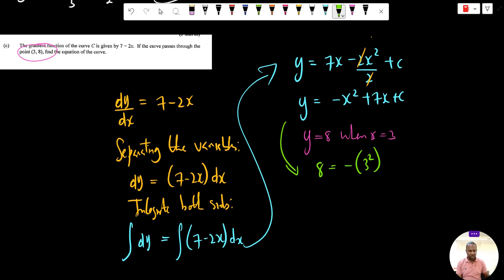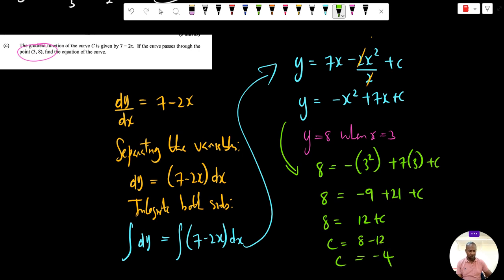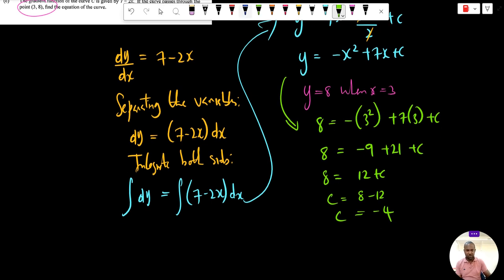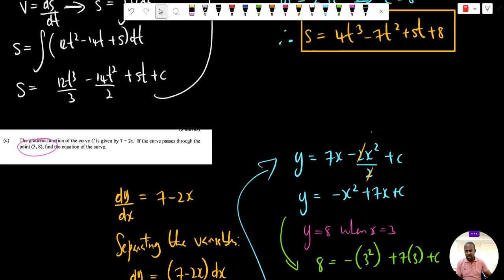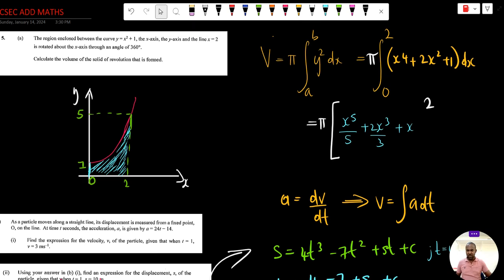So because x is equal to 3, this is minus 3 squared, right? Then we have plus 7 times 3 plus c. So we have 8 is equal to minus 9 plus 21 plus c. 8 is equal to 12 plus c, and therefore c is equal to 8 minus 12, and so c is equal to negative 4. And having found the value of c, we can now therefore say that the equation of our curve is y is equal to minus x squared plus 7x minus 4. And this is the equation of our curve. This is the end of the question, part C, and the end of question 5 from CSEC ADMAS 2024.